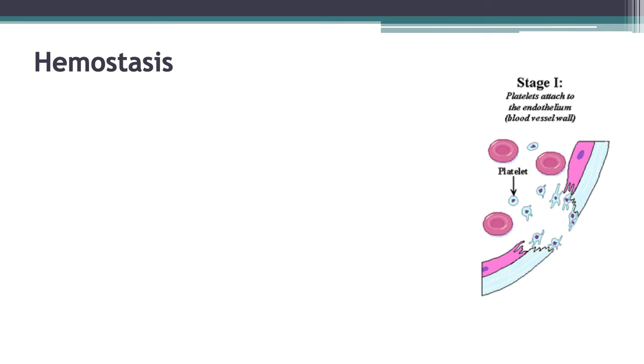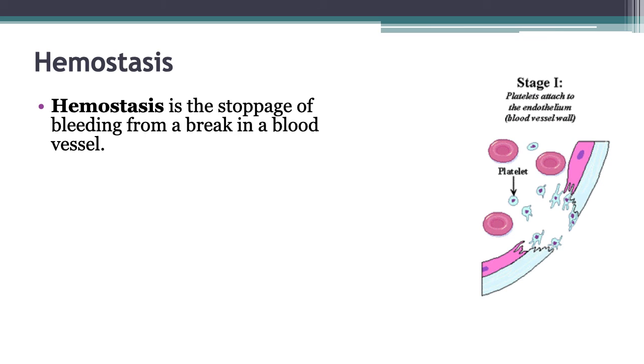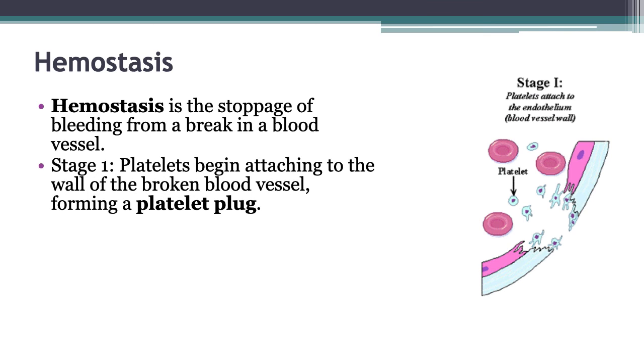Hemostasis is a stoppage of the bleeding from a break in the blood vessel. Stage 1: platelets begin attaching to the wall of a broken blood vessel and form a platelet plug.